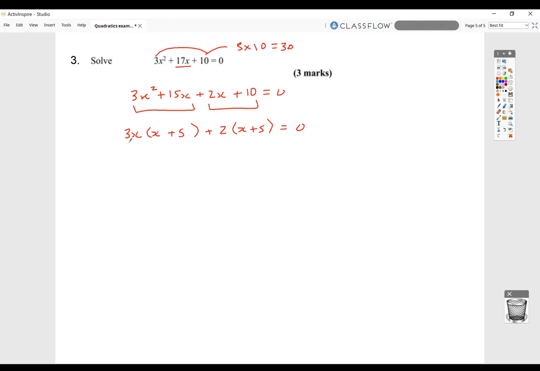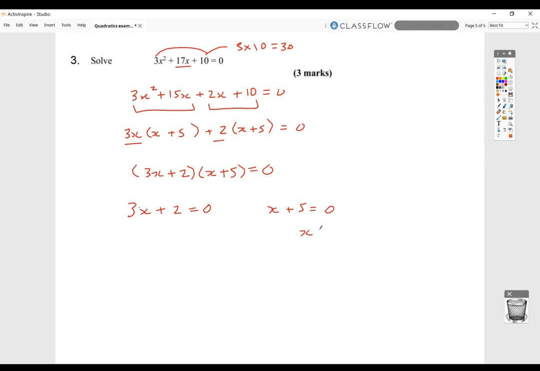And then my values in front of each bracket go together to make one of the brackets, and the x plus 5 is the other bracket. And I put those equal to 0. So one answer can be gained from having 3x plus 2 equals 0. The other answer from x plus 5 equals 0.